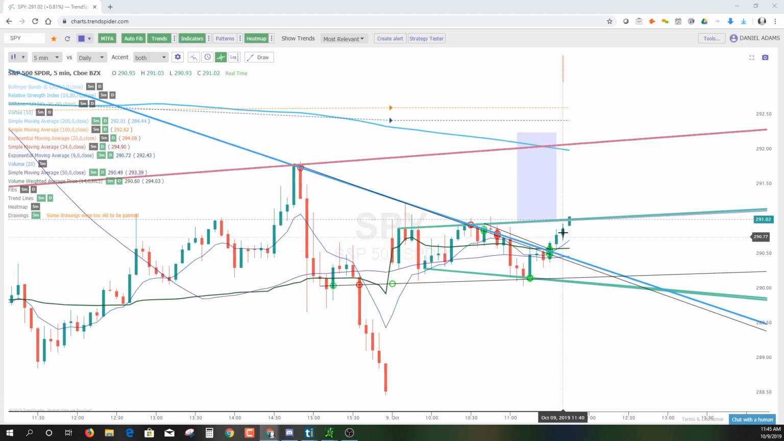All right, SPY up against that resistance. Here we go. Volume's still not really picking up yet. There's a little bit of action on the 1 minute volume.